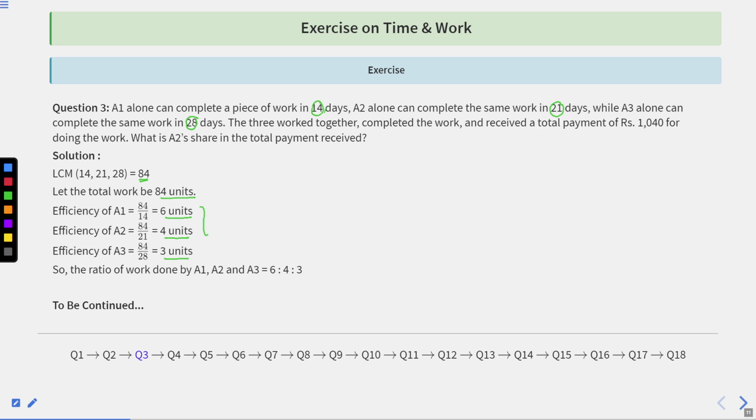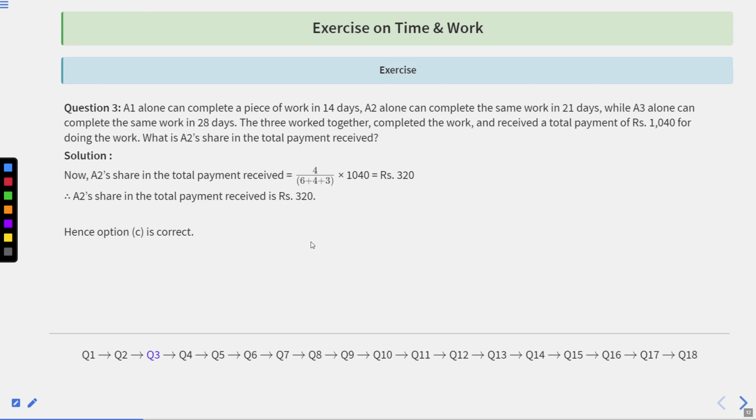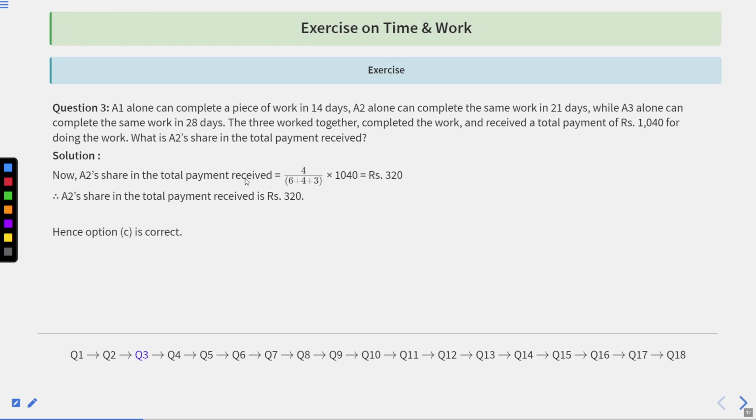So now we know the efficiency of all of these three, and the ratio of work done by A1, A2, A3 is in the ratio 6 is to 4 is to 3. So now A2's share in the total payment is 4 upon the total of all the three ratios into 1040, that is 320 rupees. So A2's share in the total payment received is rupees 320. So the option correct here is option C.